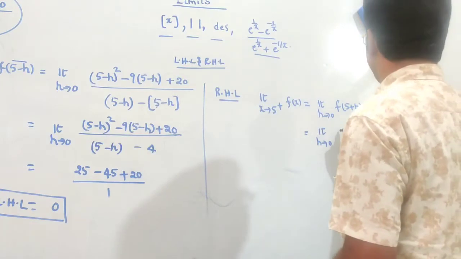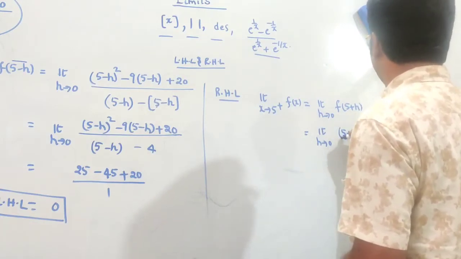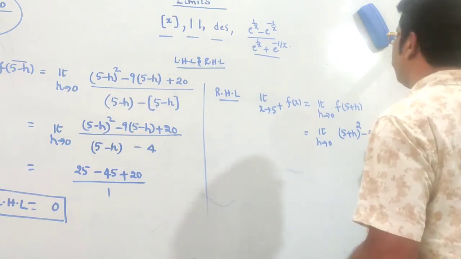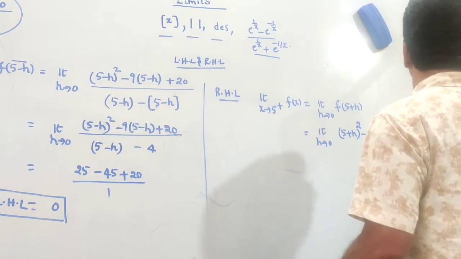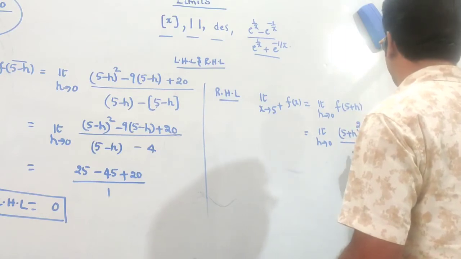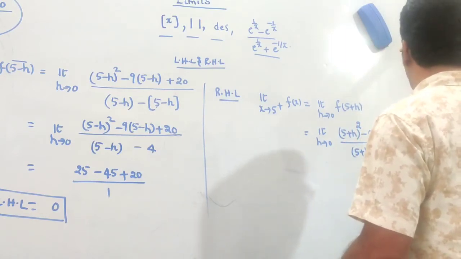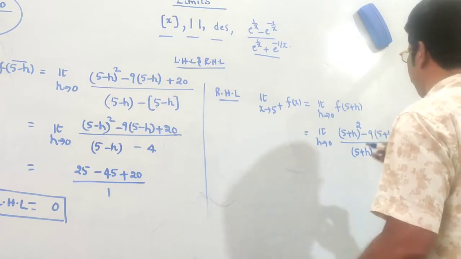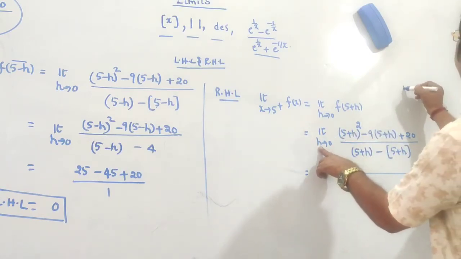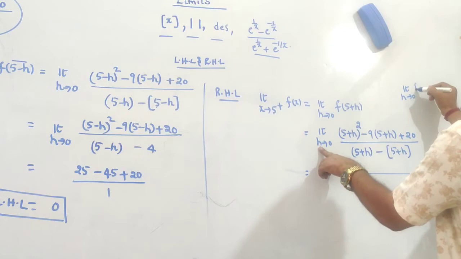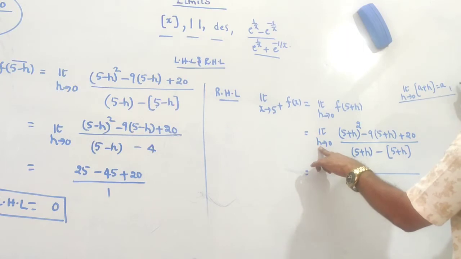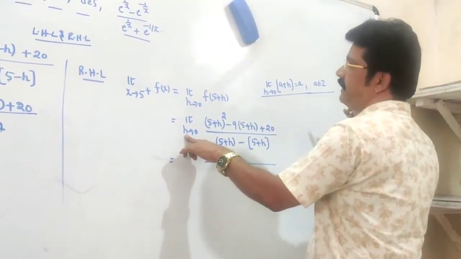f(5+h) means (5+h)² − 9(5+h) + 20 + 20/(5+h) − f(5). So that is equal to, as h tends to 0, we already said that the limit as h tends to 0 of f(a+h) equals f(a), where a belongs to the interval I.